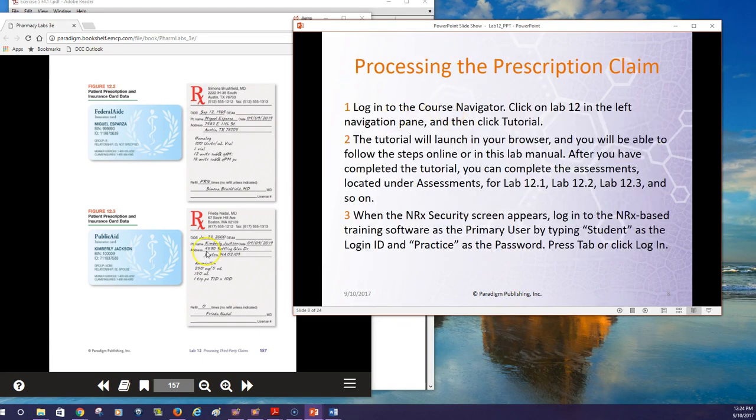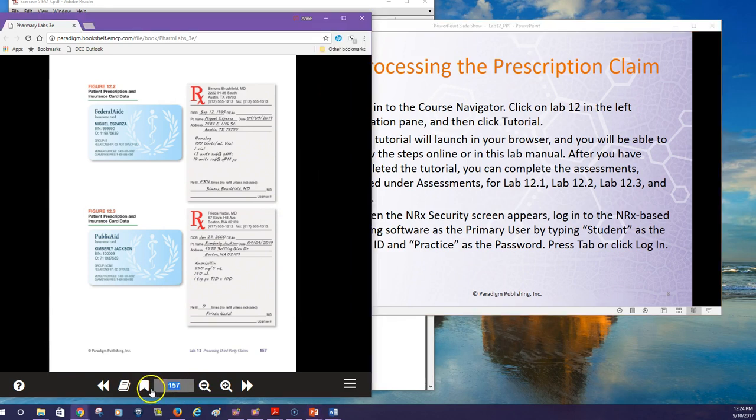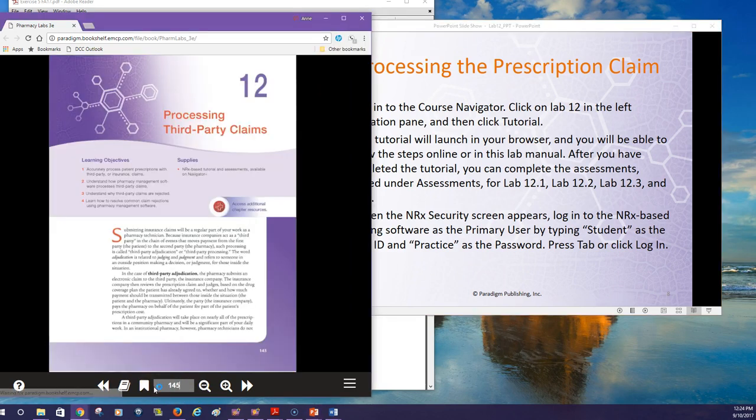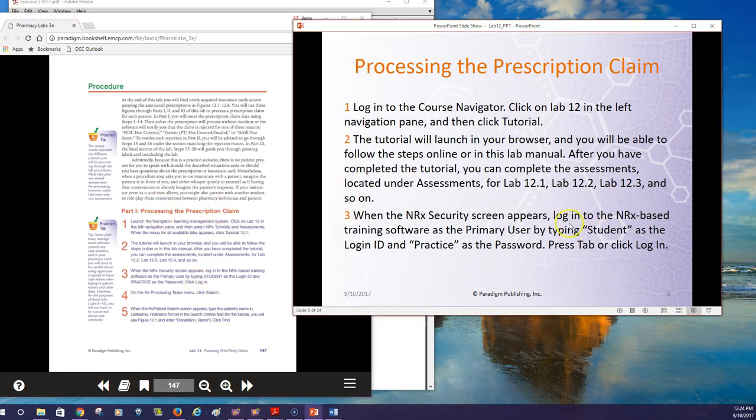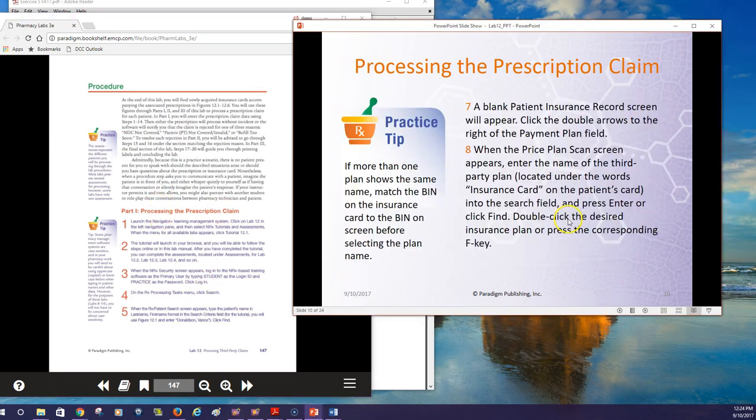So you're going to log into the Course Navigator. You're going to follow the instructions as laid out in the procedure component of your manual, following through with one from the tutorial. Some of these practice tips, please pay attention and read through those. If more than one plan shows the same name, use the bank identification number on the insurance card for selecting the plan.